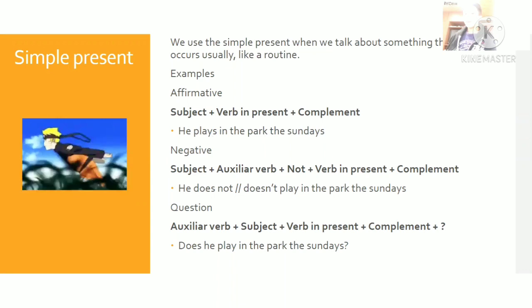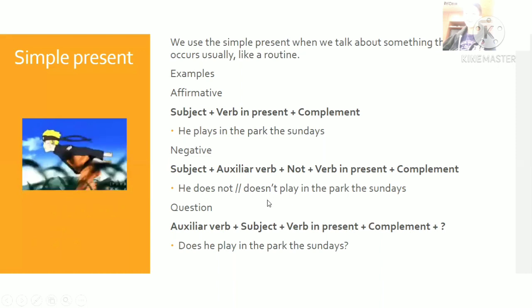And in negative form something similar occurs: subject plus auxiliary verb plus not plus verb in present plus the complement. And it is does not. We put does because we are talking about he, she, or it playing in the park Sunday. You also can put doesn't, but I want to put does not.